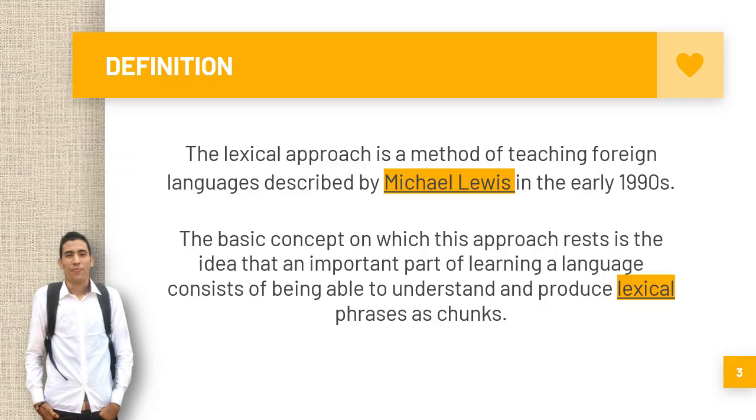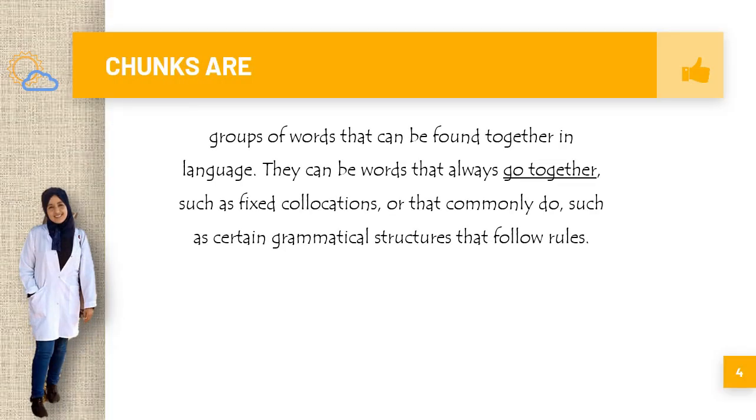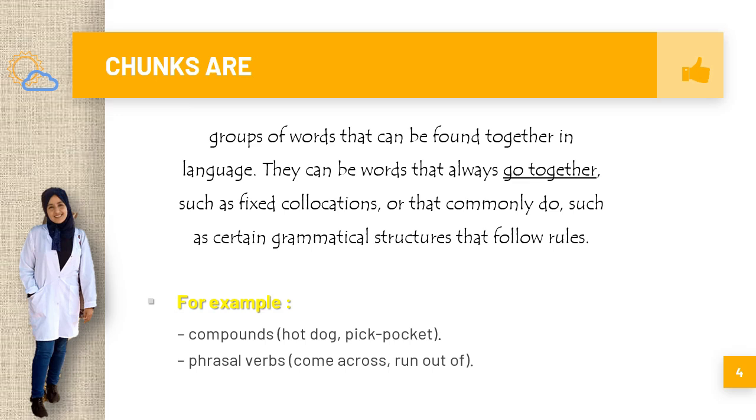As chunks? What do you mean by chunks? Chunks are a group of words that can be found together in language. They can be words that always go together, such as fixed collocations, or that commonly do, such as certain grammatical structures that follow rules. Example: compound words like hot dog, pickpocket, etc. Phrasal verbs like come across, run out of, and so on. Idioms like on cloud nine, get someone's goat, and other idioms. Oh, that's nice. I got it now.